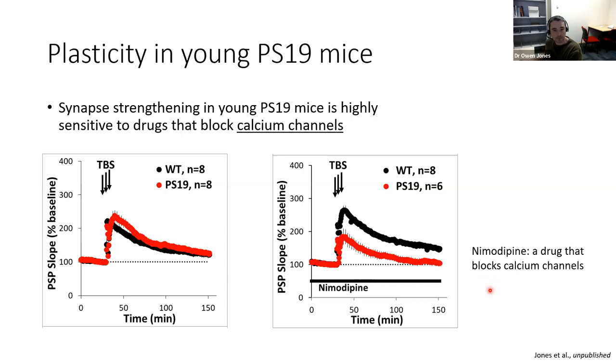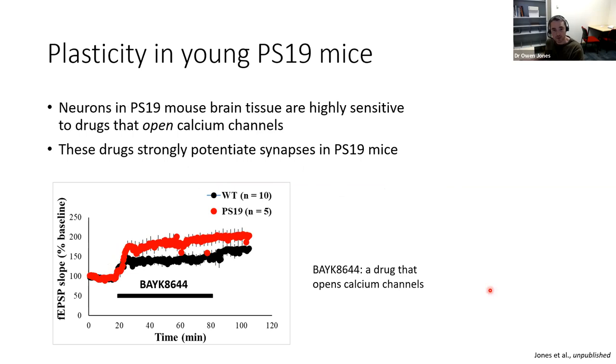So we decided just to make sure we'd do a reverse experiment. This time around, what we would do is, instead of trying to block calcium channels, we'd wash on a drug that activates calcium channels. It makes them open and allows calcium to rush into the cell. And we actually found more or less the opposite effect. Now, this drug here, it's a very catchy name, BK8644. Don't worry about the name. This is just simply a drug that opens calcium channels.